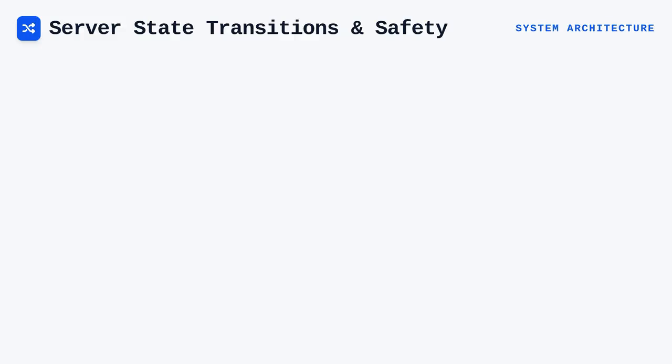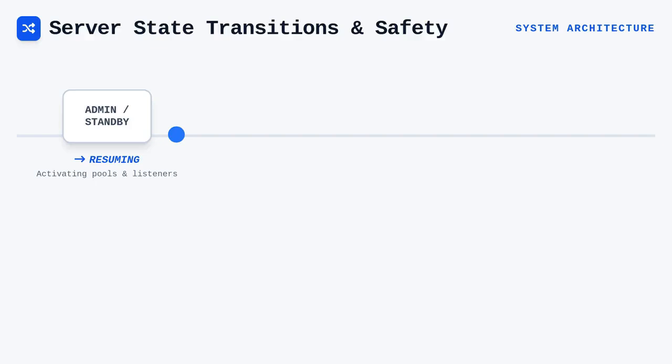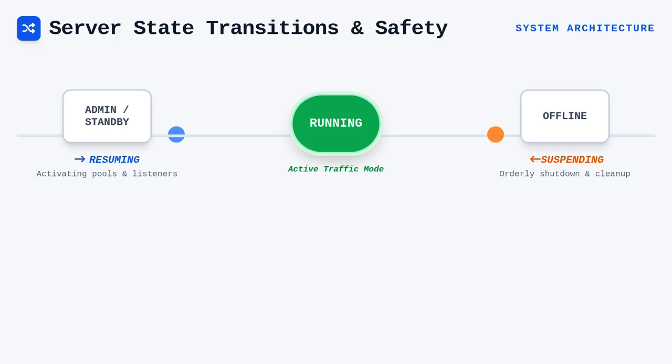Transitions are rarely instantaneous, and the engine relies on intermediate phases like resuming and suspending to ensure state safety. The resuming phase occurs when a server moves from an admin or standby state toward the running state, indicating that application pools and listeners are being activated to handle user traffic. Conversely, the suspending state is an essential orderly shutdown mechanism that allows the server to finish processing active requests before it stops accepting new ones and eventually powers down.